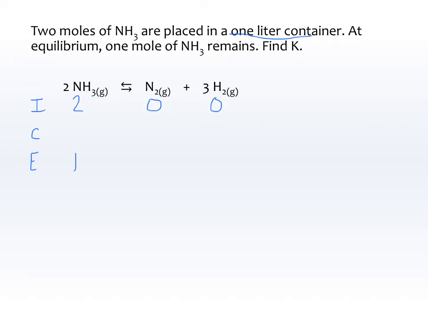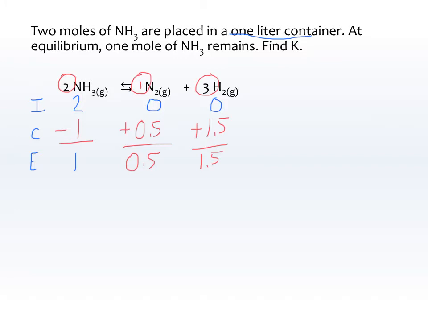And then let's look at the change. Ammonia obviously lost 1, so 2 minus 1 is 1. So based on the stoichiometric ratio, the balanced equation, a 2 to 1 to 3, if ammonia lost 1, then nitrogen had to have gained 0.5, because that's half of 1. And hydrogen had to have gained 1.5, because that's 3/2 of 1. So we're looking at that balanced equation to figure out the change row.